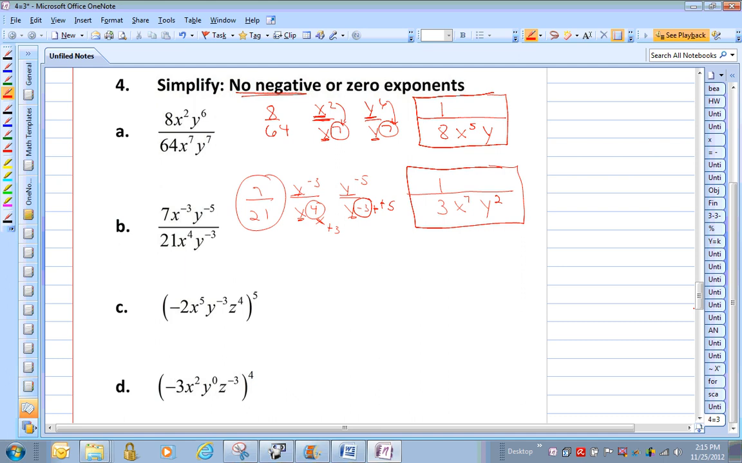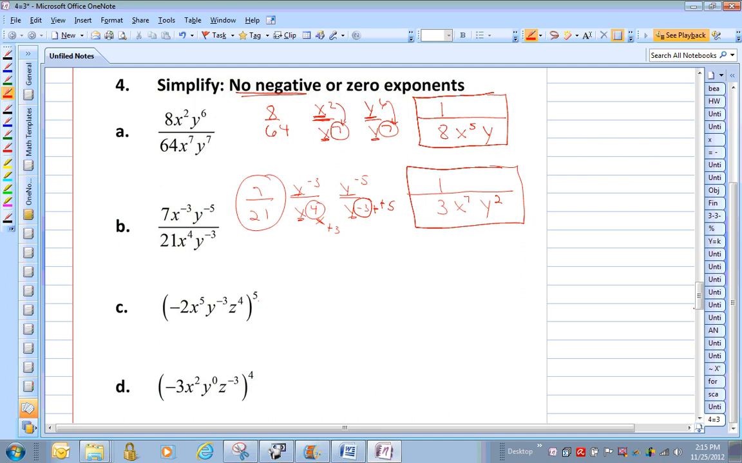Pay really close attention to those negative values. And when you're subtracting a negative, make sure that you add a positive. Remember, always when we're dividing, you subtract. When you're multiplying exponents, you will add them. All right. Speaking of multiplying, here we go.